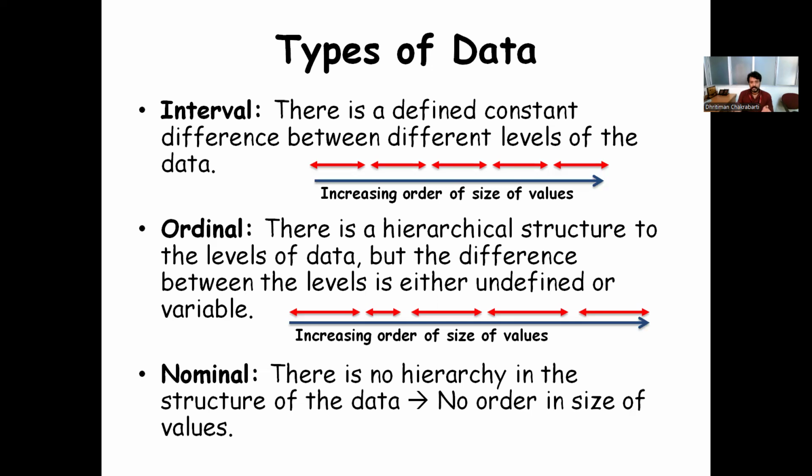Now, why is it important? Because most of our analysis is based on the type of data that you have. Most of the models that you'll be working with, most of the group-based analysis that you'll be doing, everything will be based on the type of data. So interval, in which there is a defined order, as well as the difference between the levels is exactly the same. Ordinal, in which there is a defined order, but the difference between the levels is not the same. And lastly, nominal, in which you do not have a defined order at all.